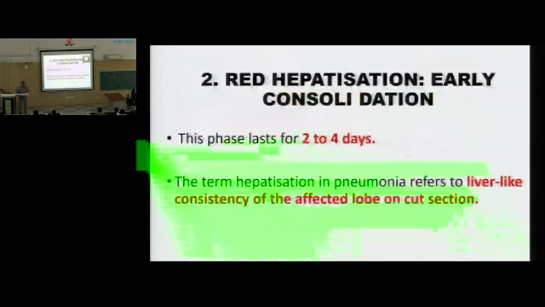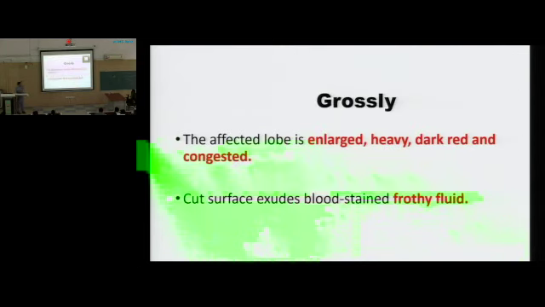The second stage is what we call early consolidation or red hepatization. This stage lasts for 2 to 4 days. And the term hepatization in pneumonia refers to the liver-like consistency of the affected lobe of the lung. In the gross, the affected lobe is enlarged, heavy, dark red and congested, and the cut surface exudes blood-stained frothy fluid.